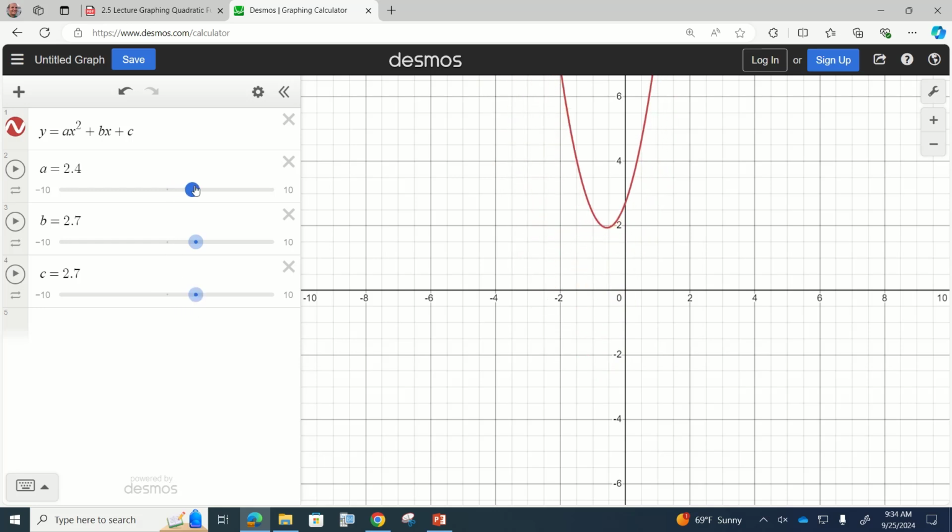A is the leading coefficient, right? So if A is a large number, this is going to be a skinny little graph, and if A is closer to 0, it's going to be wider. If A goes negative, it changes the direction. So positive A means it's facing up. And if it's negative A, suddenly it's facing down. And these are the kind of things you can learn if you just go on Desmos and mess around for a little bit.